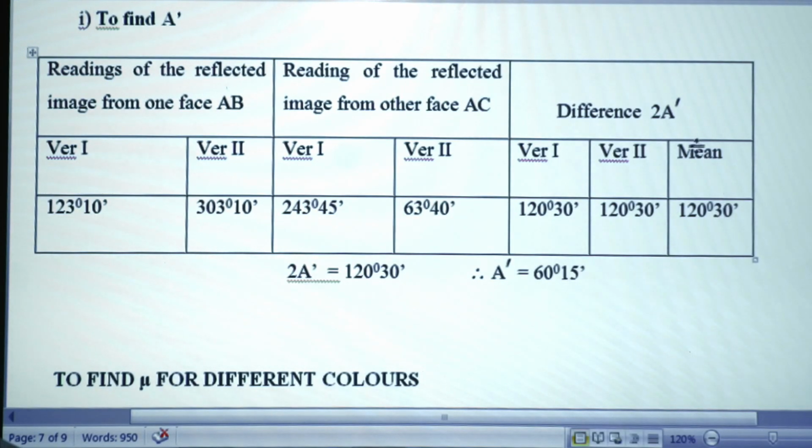So the mean of these two gives 2A, and from that A, the angle of the prism, is determined, that is 60 degrees 50 minutes.